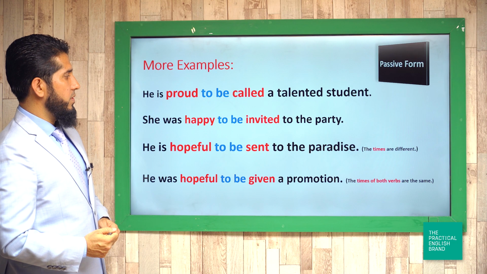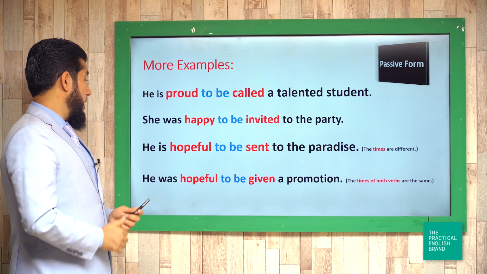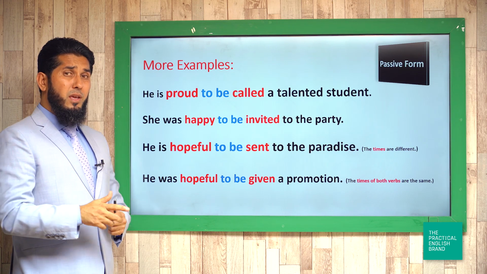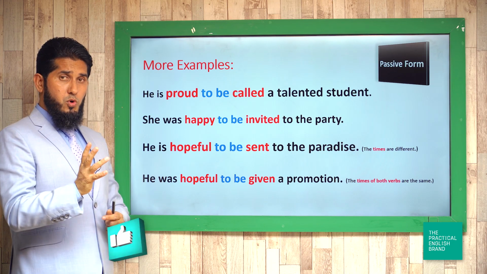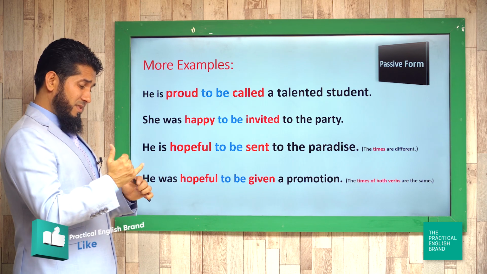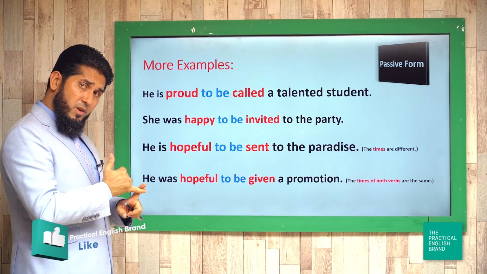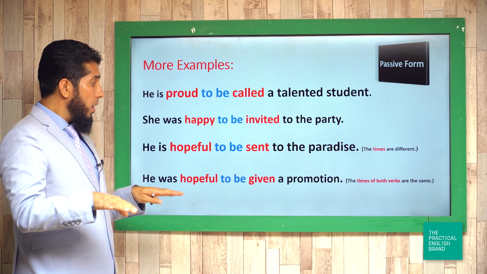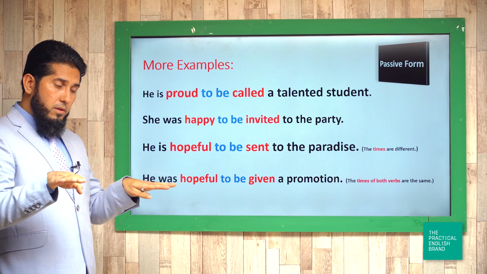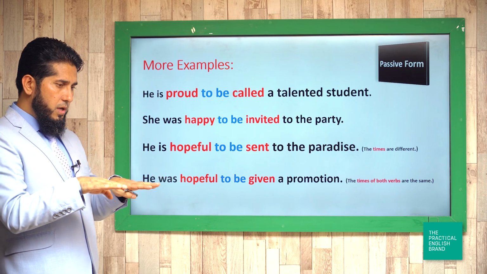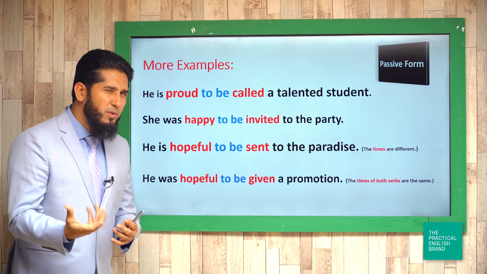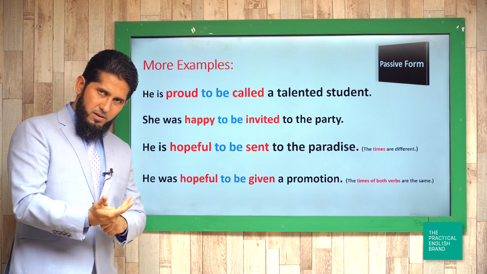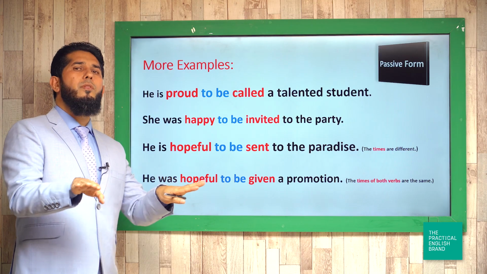And finally here, he was hopeful to be given a promotion. The times of both verbs are the same. Again, he was hopeful in the past that the company would give him a promotion. So again, the was, the to be verb in this sentence, and given, past participle form of the main verb, are the same. They happen at the same times. Or in other words, just in simple words, the times of both to be verb was and given main verb in past participle form are the same times.